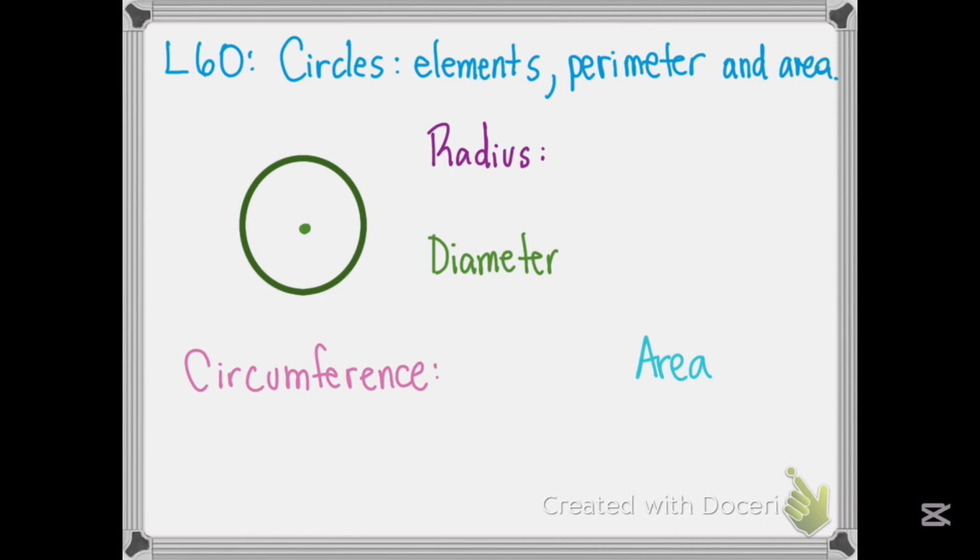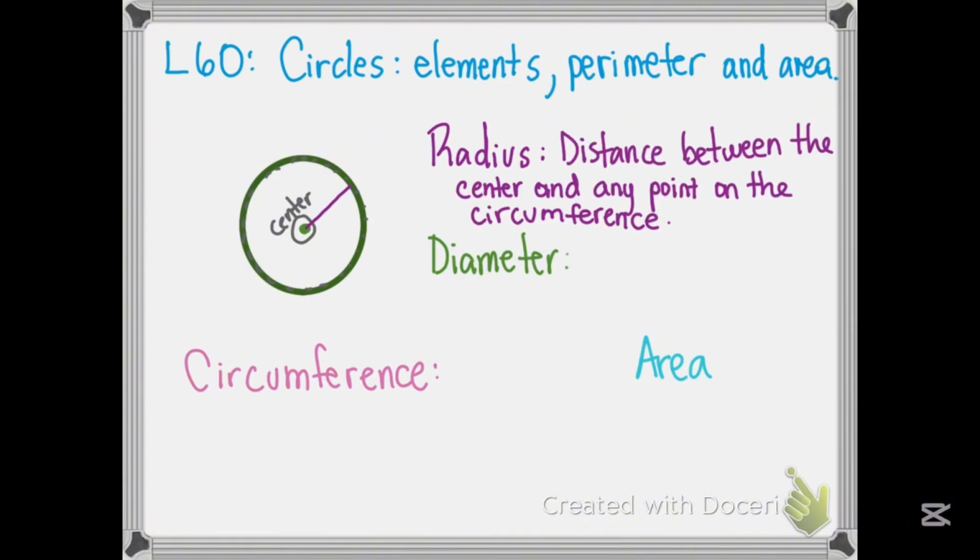First, remember that a circle is a shape that has a center, and all these points around it in the circumference are the same distance from the center. Now, when we measure or draw the distance between the center and one of those points, that is called the radius. Then, the diameter is two radii in the same line.